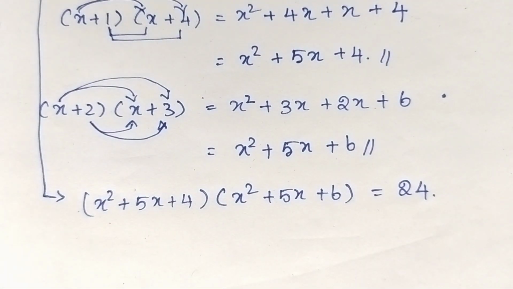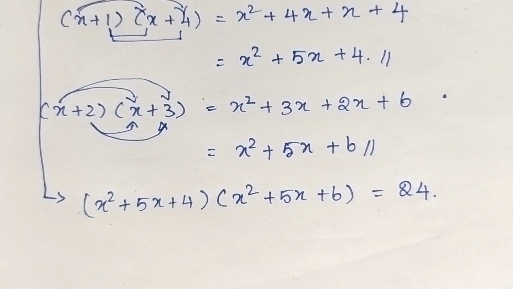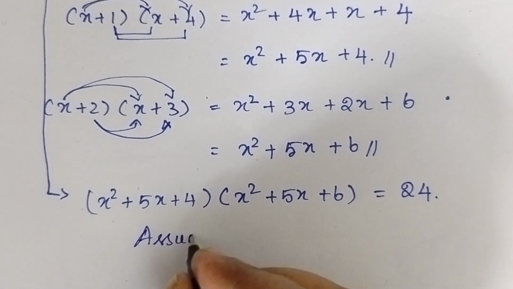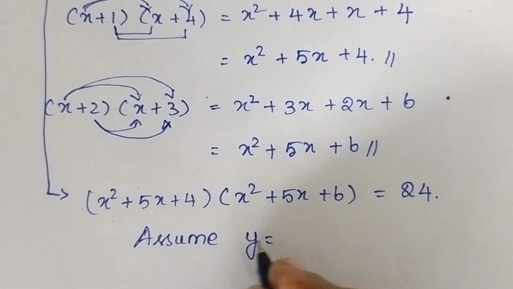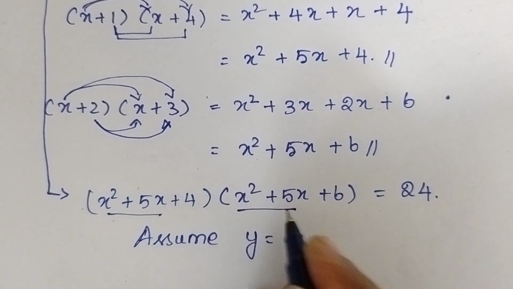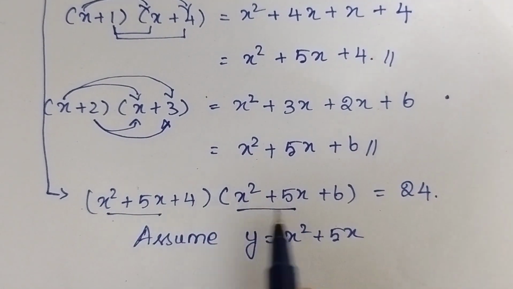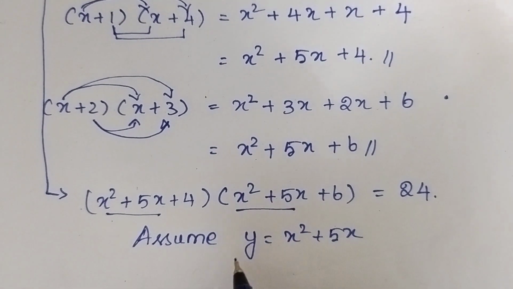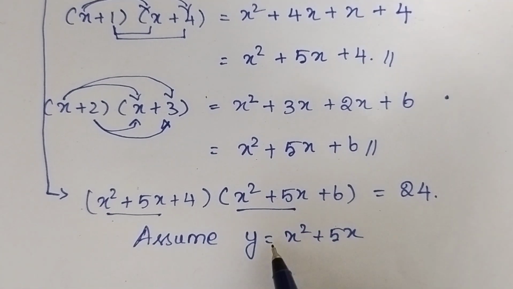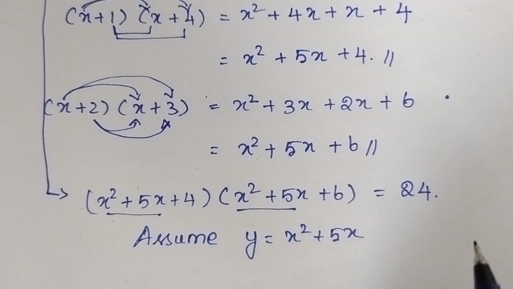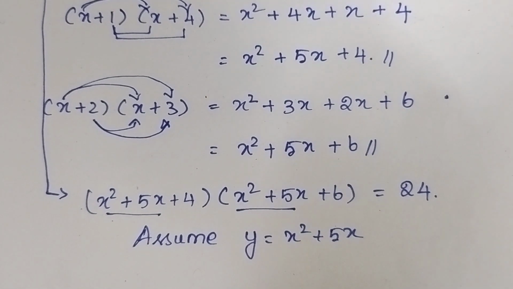Now I'm going to take a variable, that is y, in order to make the calculation simple. I'm going to assume a variable y and give the value of y as x squared plus 5x. That is, x squared plus 5x is common in these two equations. Therefore, I'm going to assume y is equal to x squared plus 5x. This is something I'm assuming by myself, it doesn't come from any formula. In order to make the calculation simple, I did this step. Now apply y in this equation.